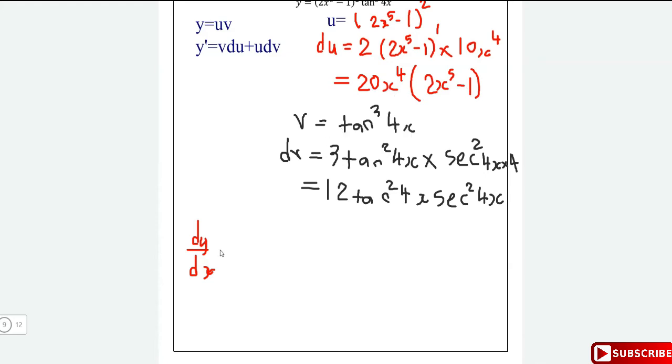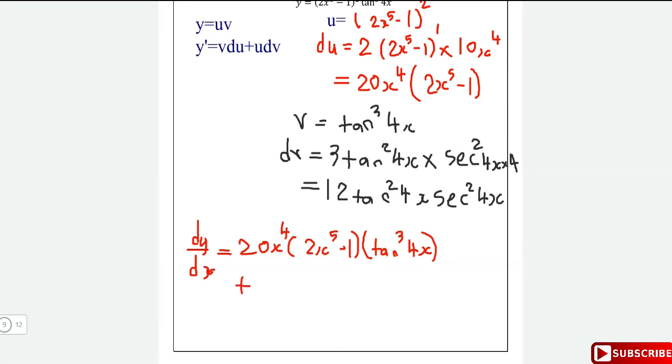So it's going to be v times du. To multiply these two together, it doesn't matter which order you write it. So v times du is going to be 20x to the 4 into 2x to the 5th power minus 1. That's du times v now, which is tan cube 4x. That is dy by dx plus u dv.